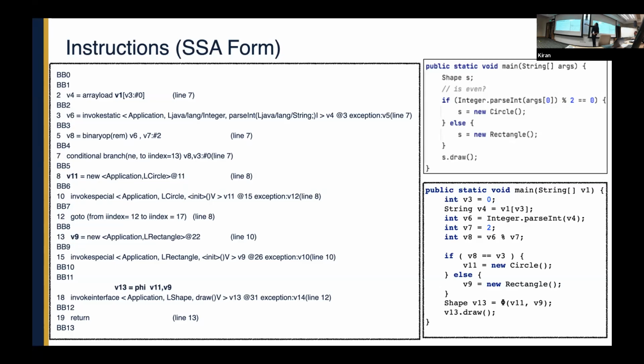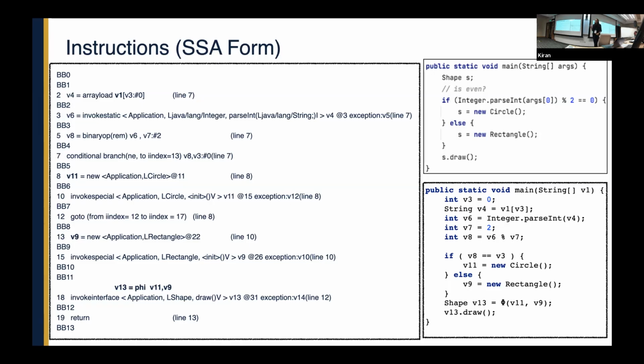And then here what I'm trying to do is access the argument at position 0. So I'll first declare a variable, for example, v3 equals 0. And then v4 equals accessing the element 0 of the array v1. And then the output, the computed value for parseInt, will be assigned to another variable, v6, for example. Then v7 is the value number 2. v8 is the remainder computation of v6 and v7, and so on.